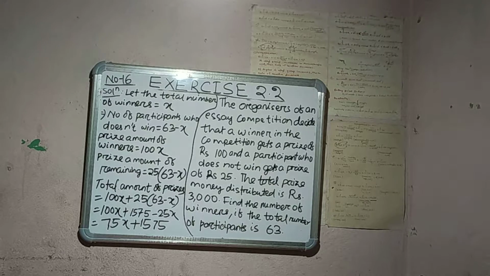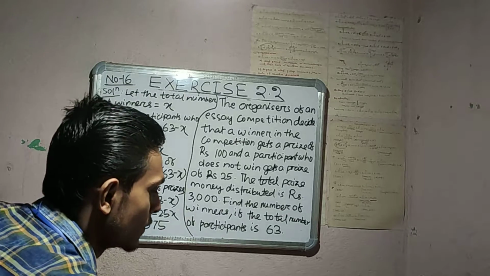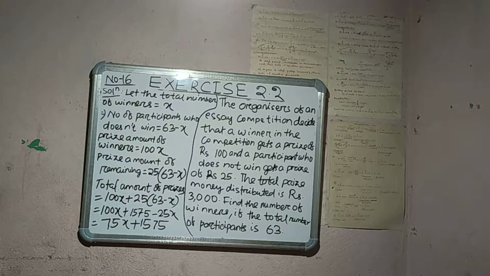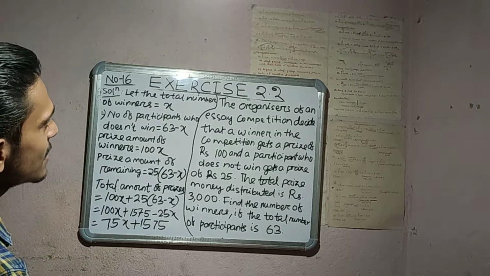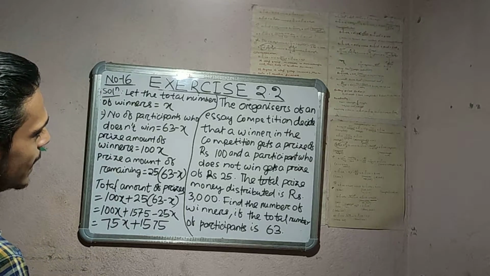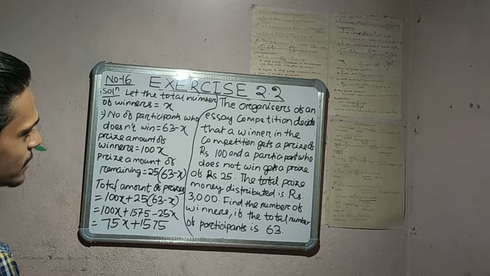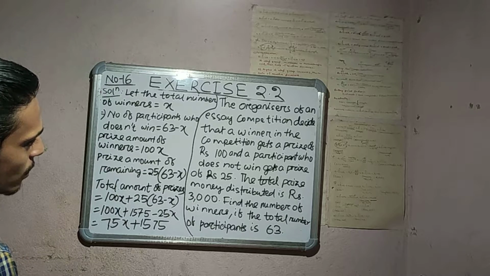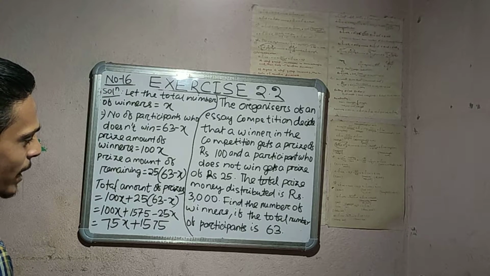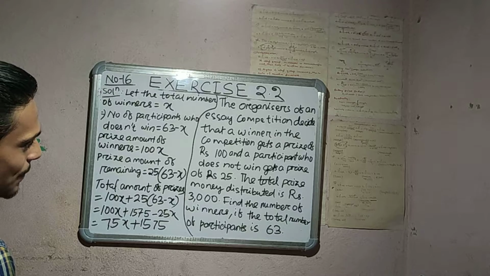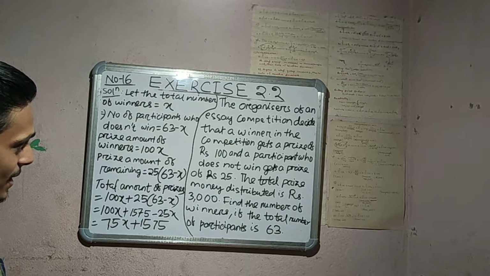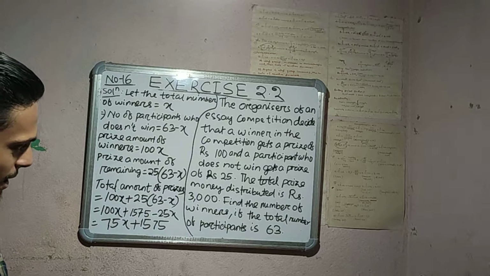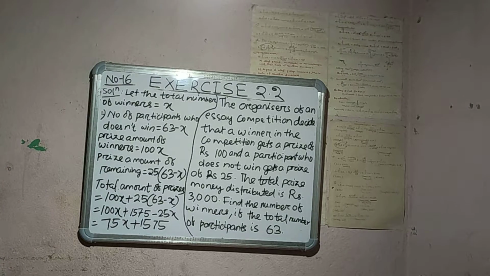So the last question of exercise 2.2, question number 16. The organizers of an essay competition decide that a winner in the competition gets a prize of ₹100 and a participant who does not win gets a prize of ₹25. The total prize money distributed is ₹3,000. Find the number of winners if the total number of participants is 63.